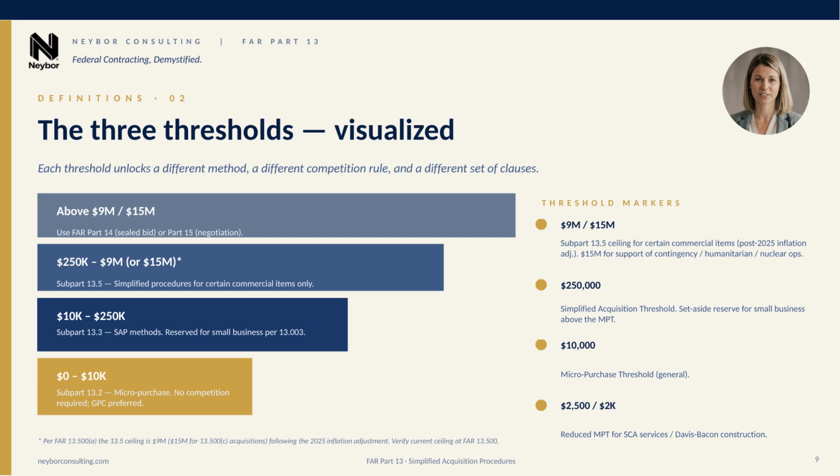The reserve at 13.003 kicks in. Every buy in this band is set aside for small business unless the contracting officer cannot find two competitive small business offers. Step up again from the SAT to 9 million or 15 million for certain contingency and humanitarian acquisitions, and you're in subpart 13.5, simplified procedures for certain commercial items. Above that ceiling, the simplified lane closes and you are back in FAR Part 14 sealed bidding or Part 15 negotiation. The right-hand column gives you the actual numbers, including the reduced micro purchase thresholds for Service Contract Act work and Davis-Bacon construction.